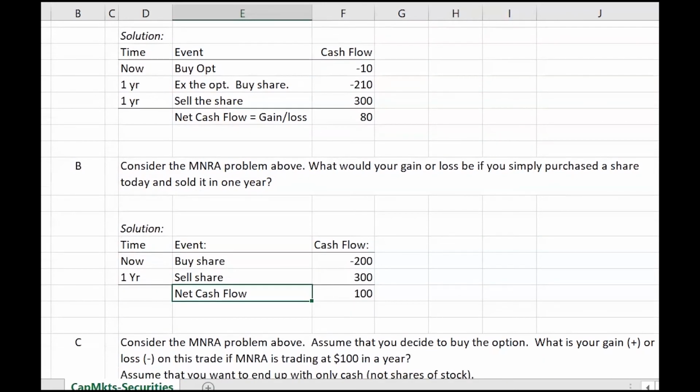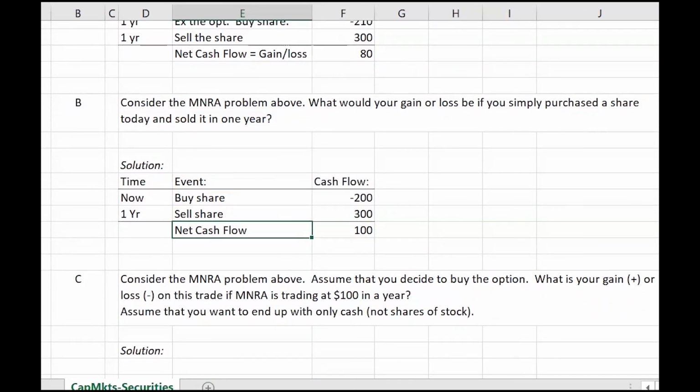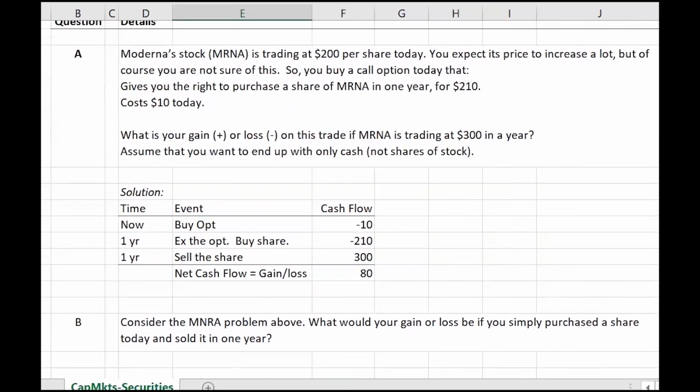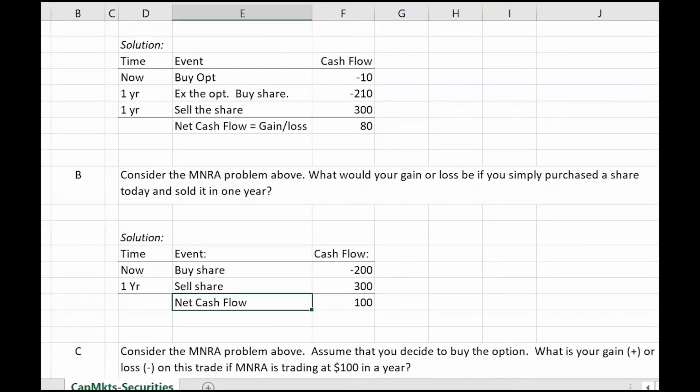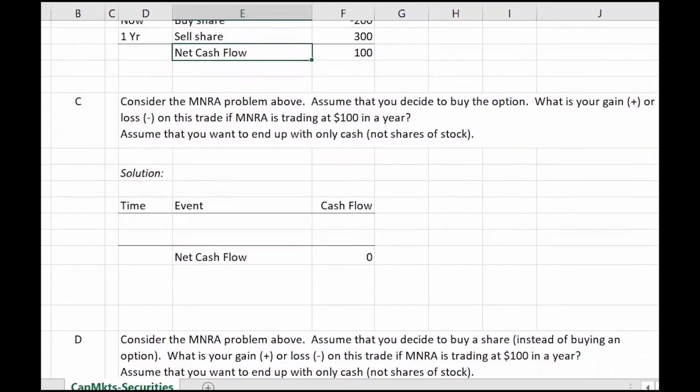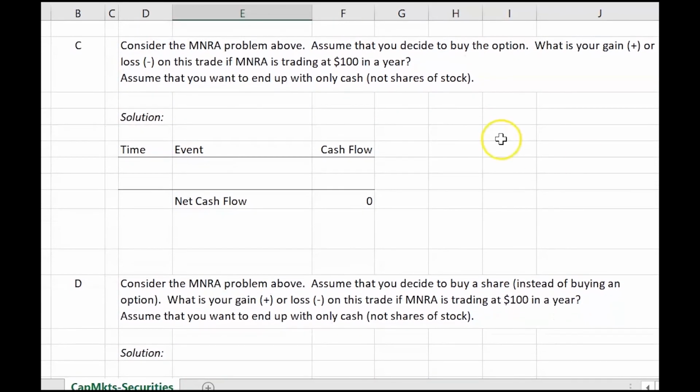So maybe it looks sort of stupid to buy the option, but no, I don't think so. Moderna is a very, very volatile biotech stock, so bad things could happen. Like, for example, Moderna could be trading at 100 in a year, okay? And we decide to buy the option. What's going to happen? So now we buy the option and we'd be out 10, and in 1 year, okay, we're going to choose to do nothing.